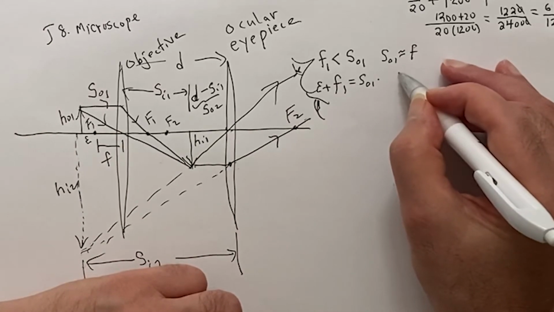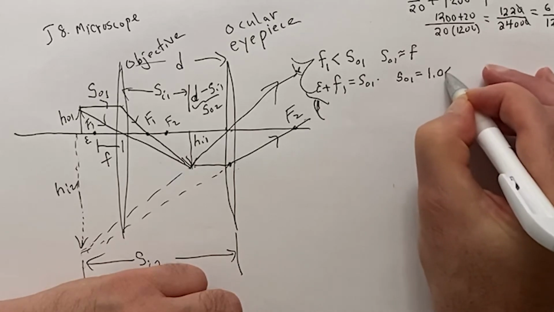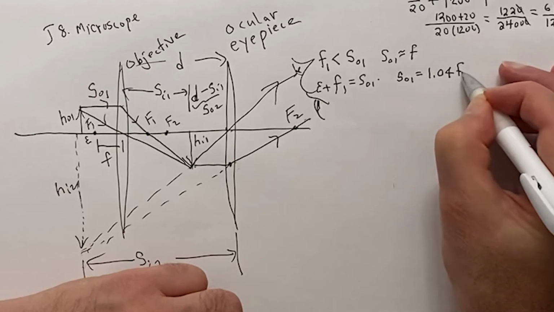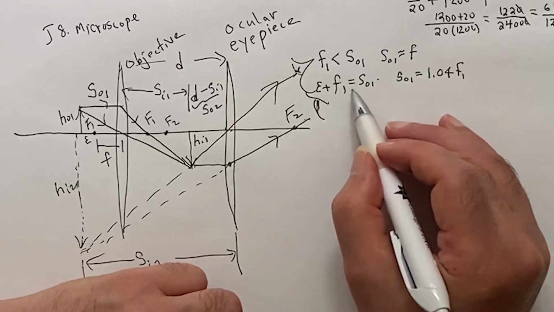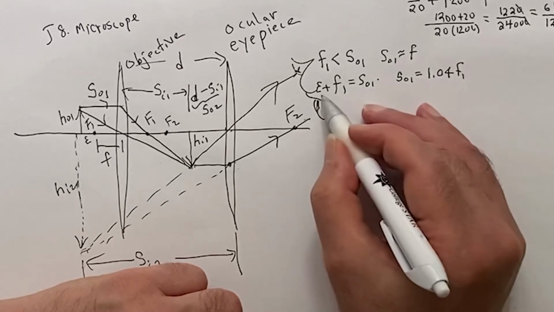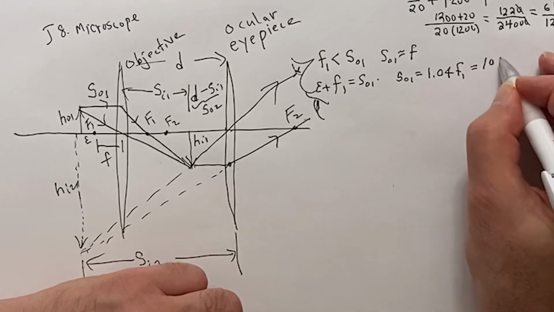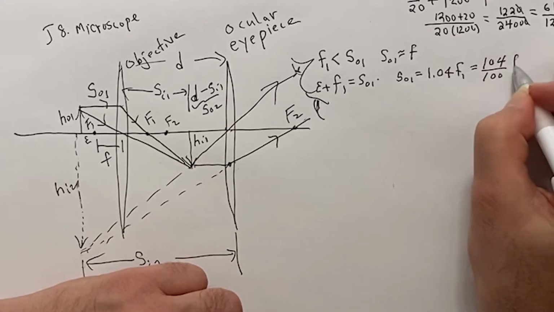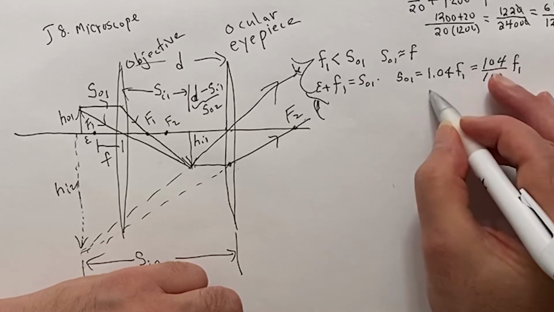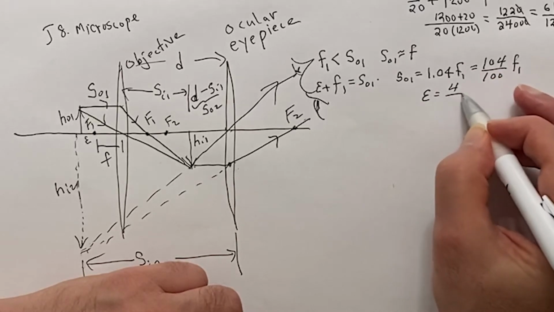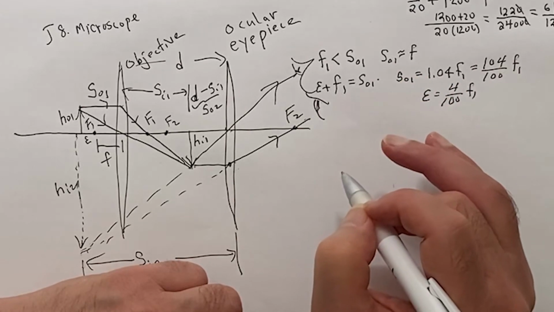What I'm going to do here is pick SO1 to be 1.04 F1. So that would be a little epsilon in there. SO1 is a little bit more than F1. The epsilon is like your 0.04 F1. So this can be written as 104 over 100 times F1. It's very close to F1. So if you want to think of this as epsilon, 4 hundredths F1 is the little extra piece we're putting in there.